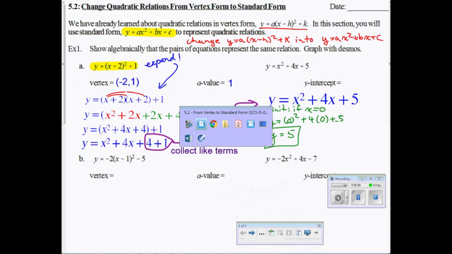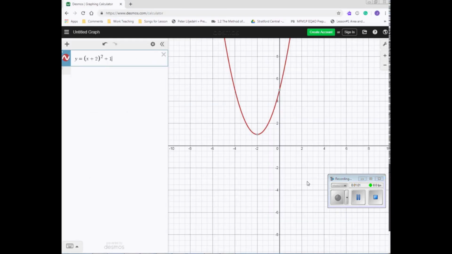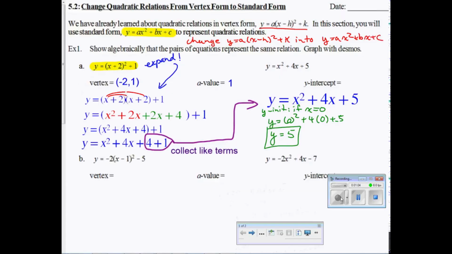Now, you'll notice we're going to go and check something on the graph. Okay, so let's go straight to the graph and make sure we understand what we have here. So here's our original equation. y is equal to (x plus 2) squared plus 1. And you'll notice if I zoom in on there, that point is actually (0, 5), which is what we expect for the y-intercept, right? It's awesome. It worked perfectly, right?